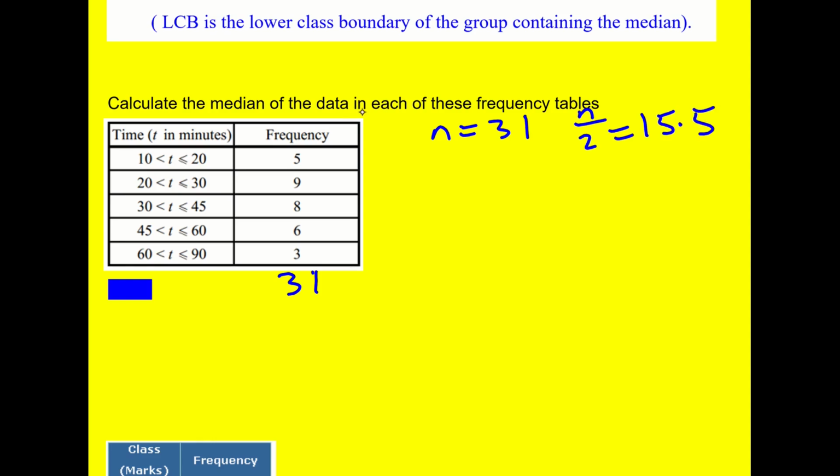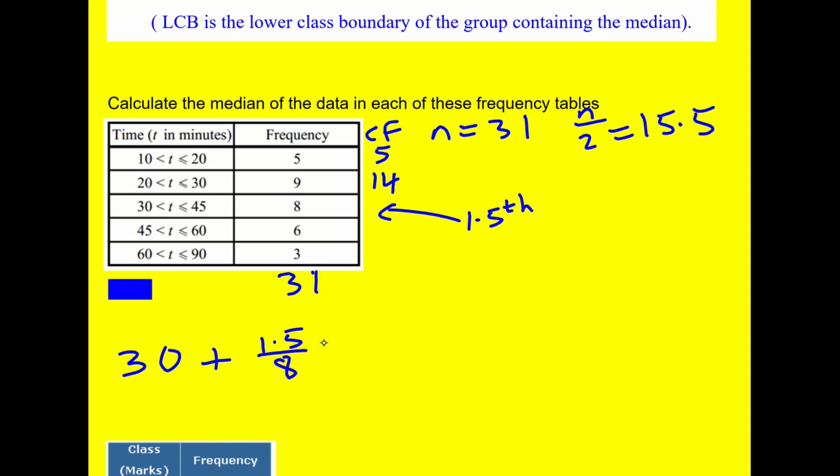Right, so let's work out the cumulative frequency. We've got 5 and 14. Actually, it's going to be the 1.5 value in this group. So I've got my lower class boundary, which is 30, and then the fraction that I'm going into the group is 1.5 over 8. I'm going to times that by the group width, which is 15.